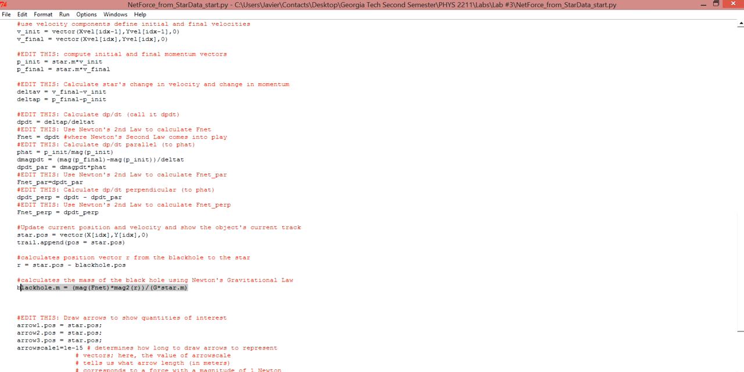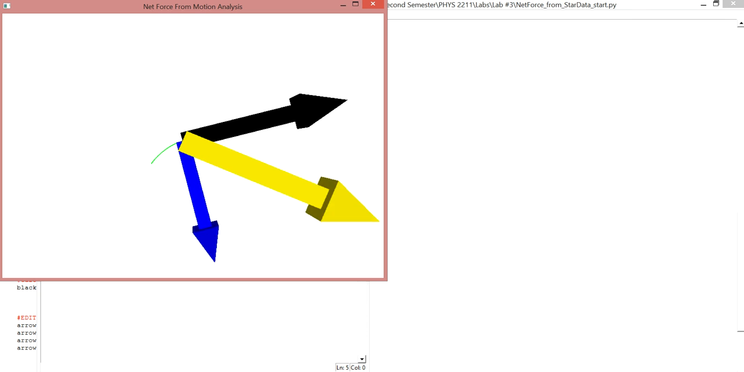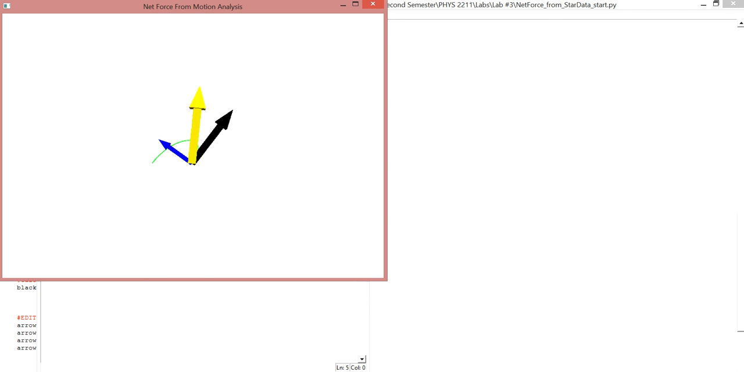Now, once our code is run, you can see the star moving around, and the parallel component of the force is in the same direction as the movement of the star, meaning that the star is speeding up. However, towards the end, the black arrow is pointing in the opposite direction, meaning that the star slowed down. Our perpendicular component is, as I mentioned, pointing towards the center of the invisible kissing circle, and the net force, the yellow arrow, is simply pointing towards the black hole.